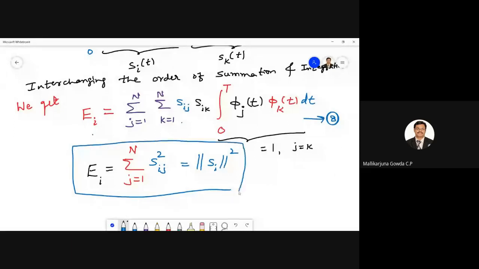I call this equation 9. Is this fine? I am saying j equal to k, that integral part becomes 1. Then this summation part I can write as summation j is 1 to n s square ij, which is nothing but the squared length of the signal vector. So this is the expression of how the energy of the signal is related to the squared length of the signal vector. Hope this is clear.